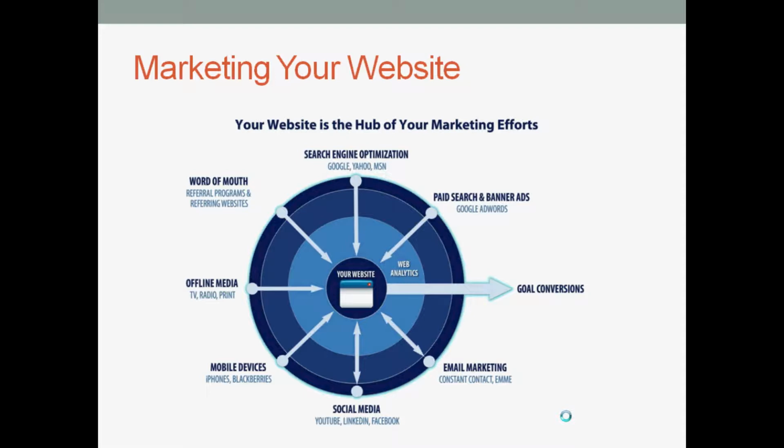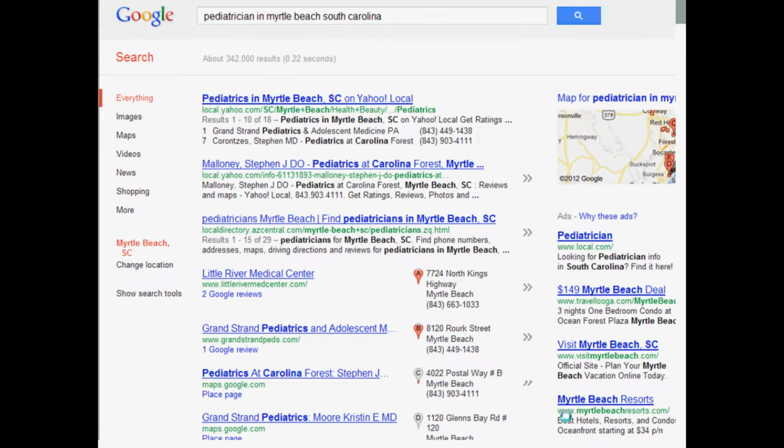This is an example of a Google search for pediatrician in Myrtle Beach, South Carolina, which is probably what I would search for. And so Google, I want to just give you kind of the anatomy of a page here. The Google search results page is broken into 3 categories. Paid search results, which starts, in this case, right here. These folks are paying to be under this search term, pediatrician in Myrtle Beach, South Carolina.